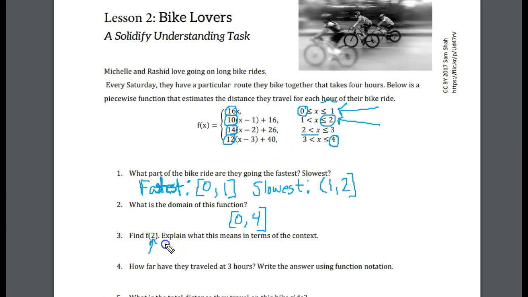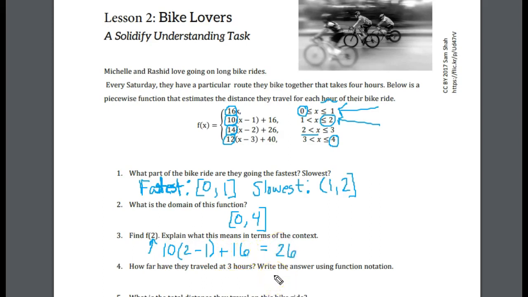To find f of 2, I'm going to substitute 2 into the equation 10 times x minus 1, so that'll be 2 minus 1 when I substitute, plus 16. 2 minus 1 is 1, 1 times 10 is 10, and 10 plus 16 is 26.